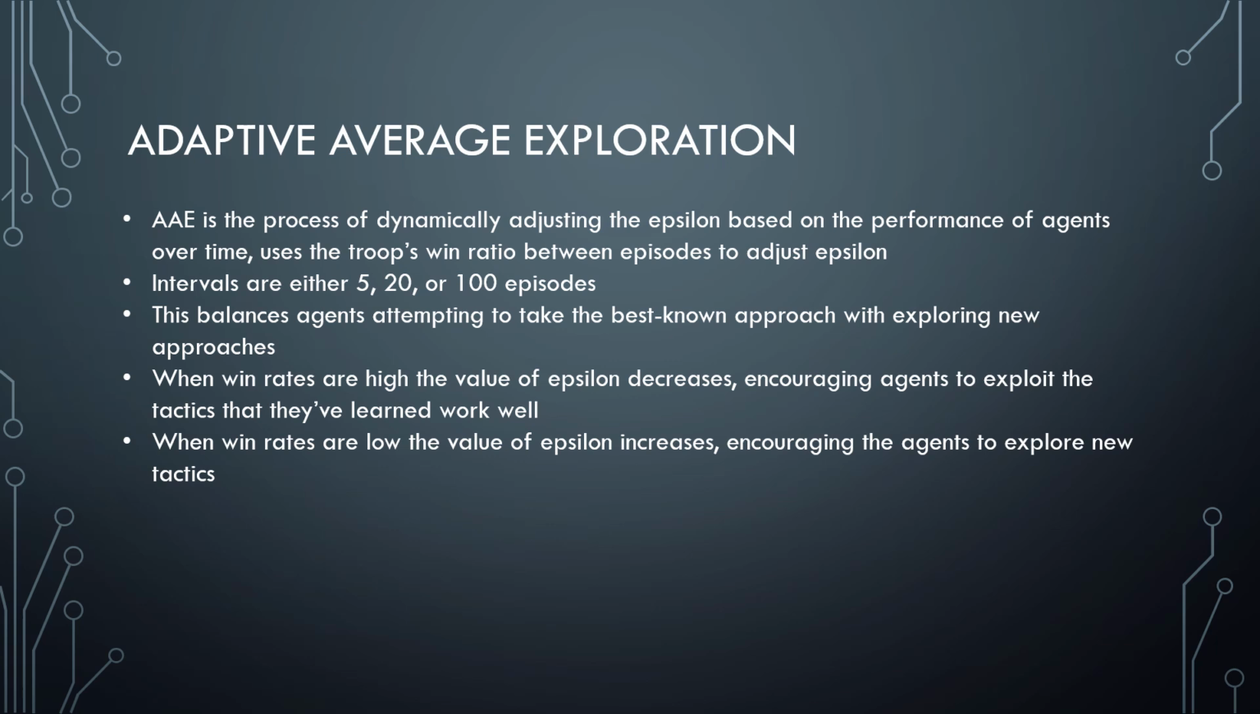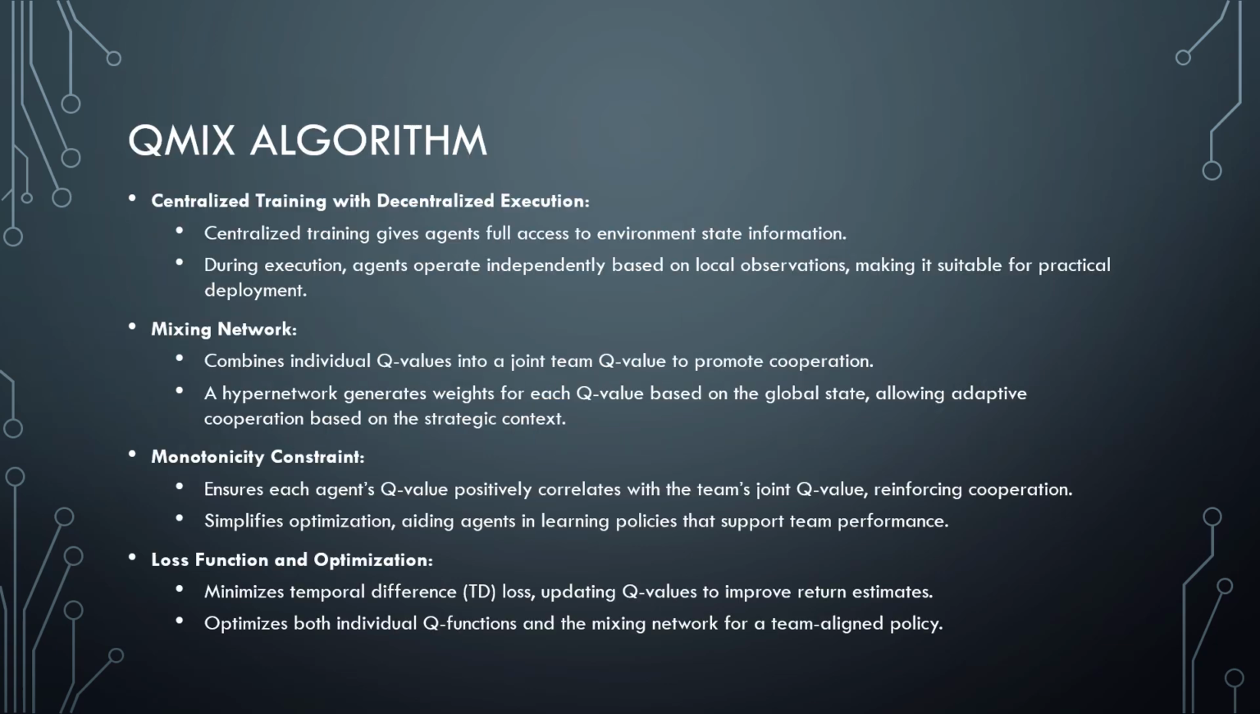So when win rates are high, the values of epsilon will decrease, encouraging agents to exploit the tactics that they've learned work well. And when win rates are low, the value of epsilon increases, encouraging agents to explore new tactics. The agents use the QMix algorithm for training.